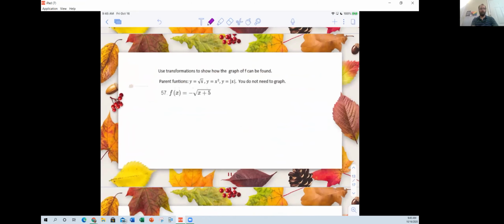Okay, this one says use transformations to show how the graph of F could be found. So all they're doing here is telling you what's happening in this graph. This is a square root function. And what's happening to it? What are we going to be doing to the square root function? It starts like this. What does the minus tell us to do? Flip. Right. Over what? The x-axis. Right. Flip it over the x-axis. So I'm going to flip it over the x-axis. And you can say reflect over the x-axis or flip over the x-axis. Okay.